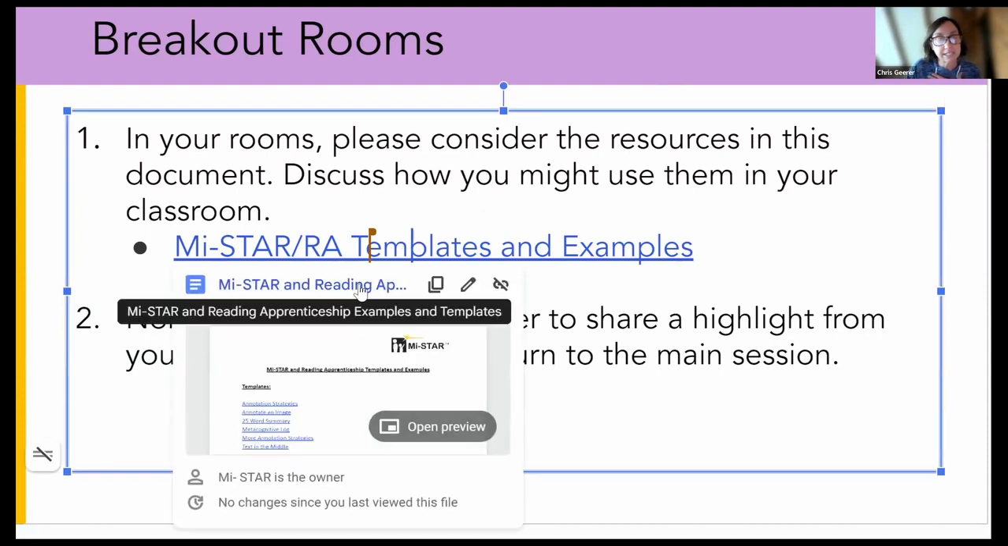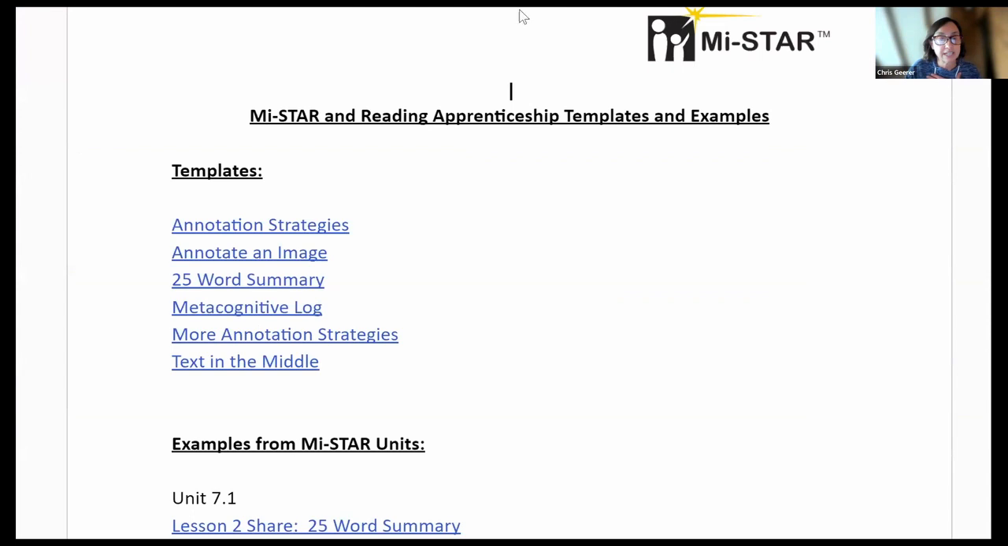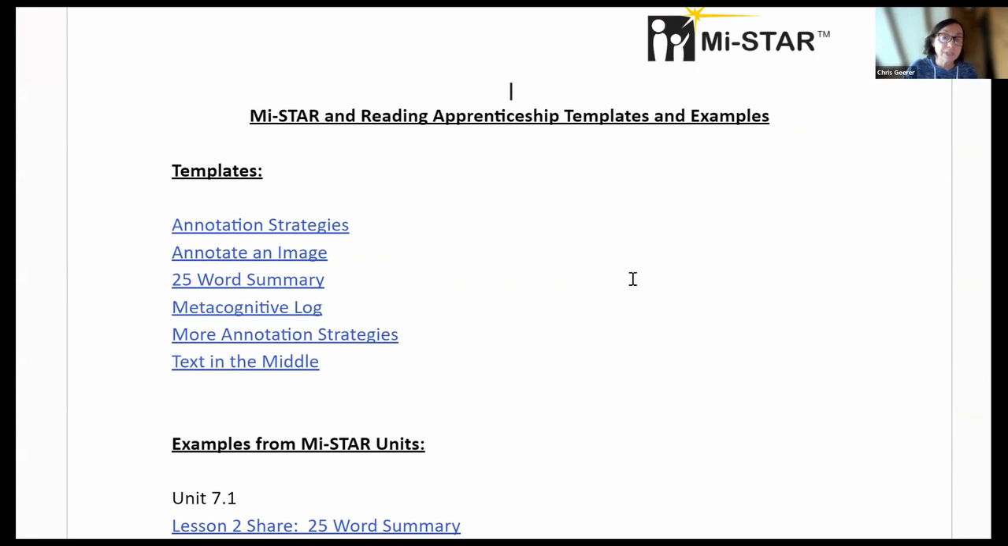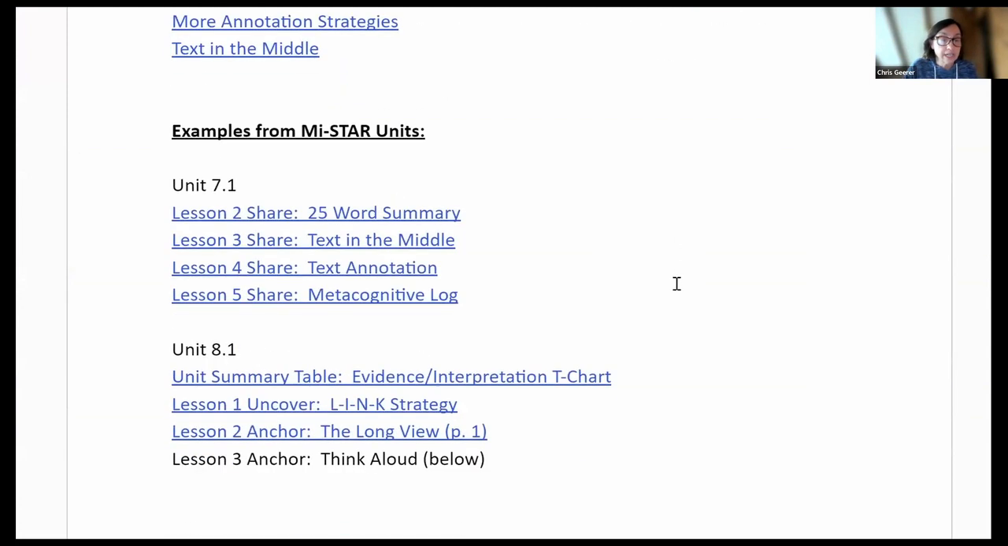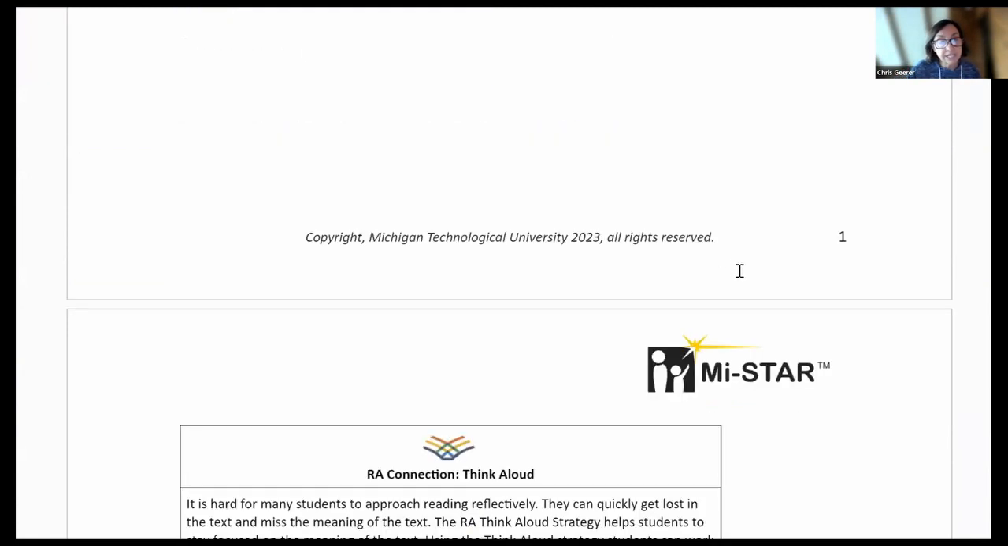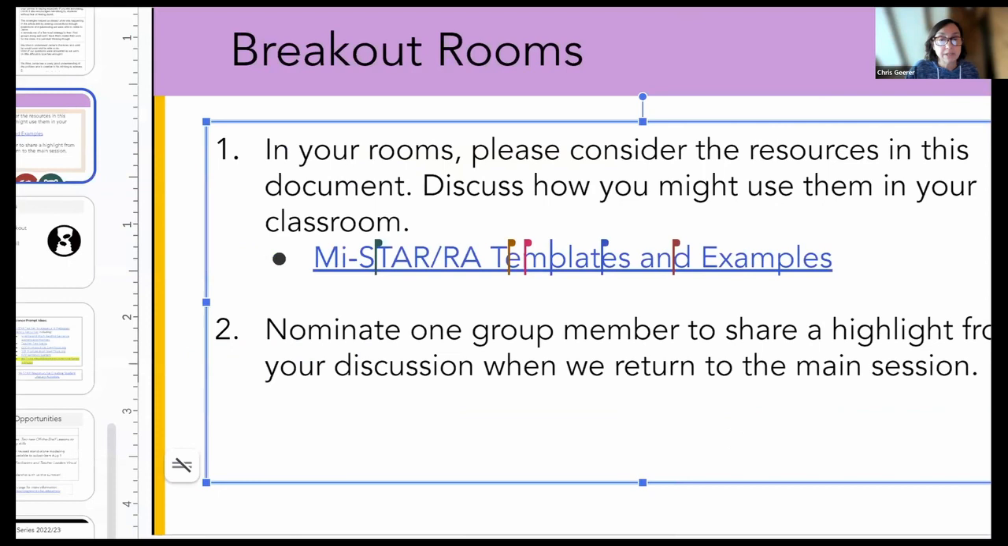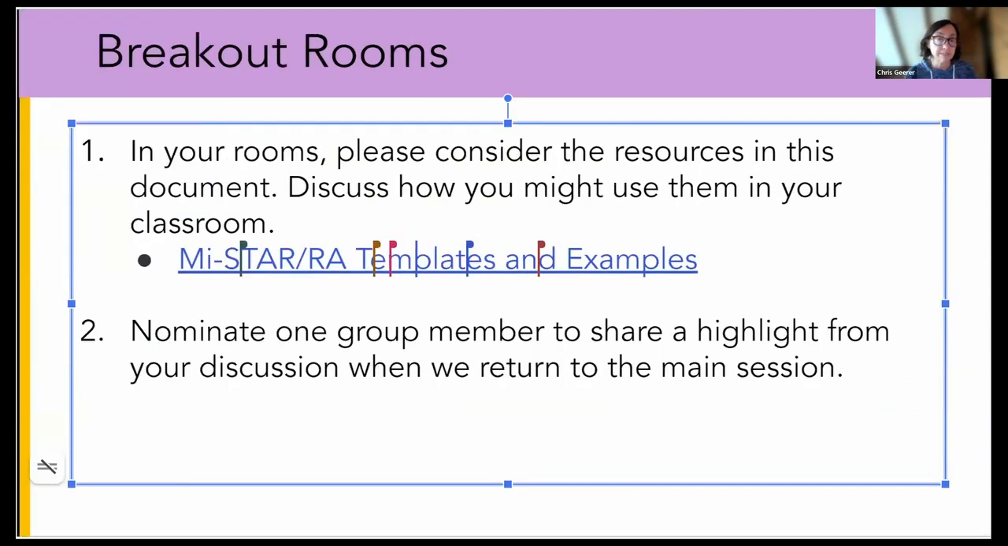We have a really nice set here in this document of templates that you could use for Reading Apprenticeship. These are templates that were taken from Unit 7.1 and Unit 8.1, created by the MyStar and RA trained teachers. And then we have some examples of how those templates and some different templates are used in the unit. There are links there for you to take a look at. We'd like you to have a little time to poke around in there and bounce some ideas and thoughts off of a couple other people.